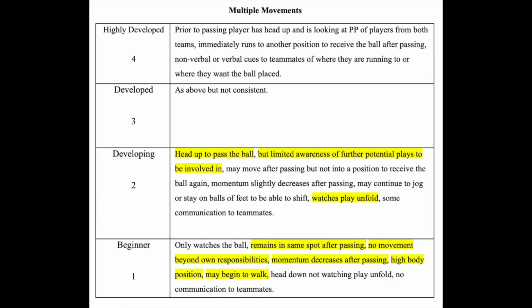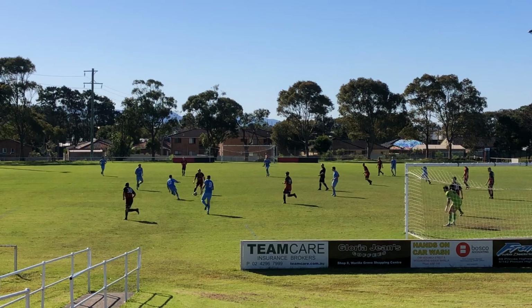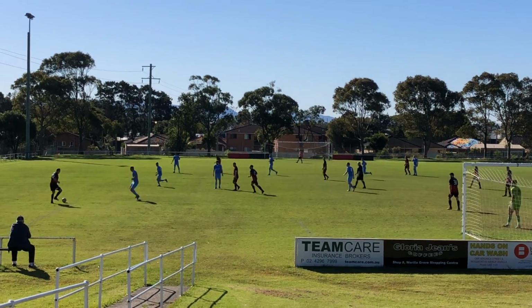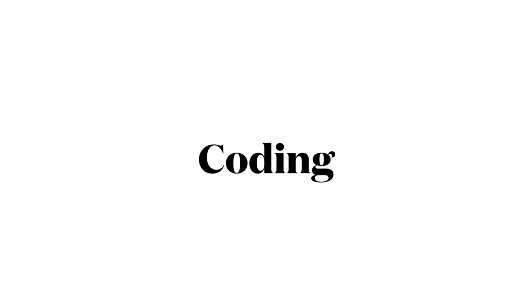So he's got his head up to pass the ball, but possibly limited awareness of further potential players to be involved in. He watches the play unfold. He remains in the same spot after passing, no movement beyond own responsibilities. Momentum decreases after passing, body position, high body position, and may begin to walk. So if we just look at this play again, he has the ball, he lays it off, and that's his role done. He does not move into another area, or he does not move across to the wing for his teammate.